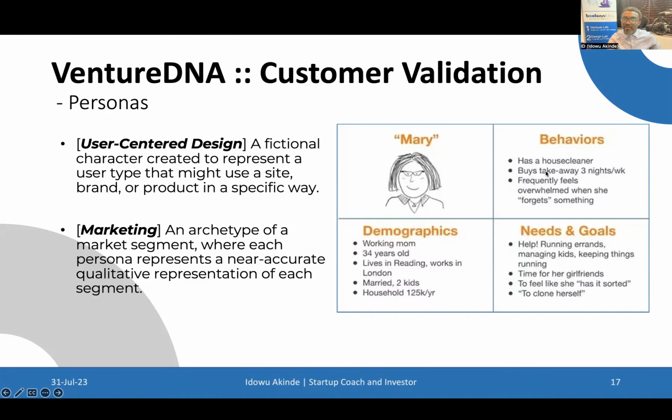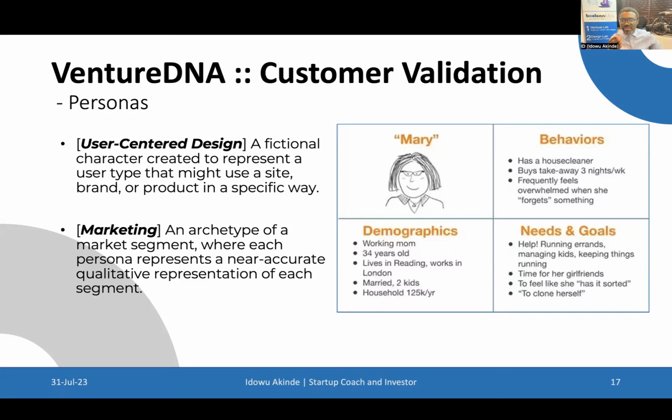Behaviors. Mary has a house cleaner. Mary buys takeaway 3 nights per week, frequently feels overwhelmed when she forgets something. In terms of demographics, Mary is a working mom. She's 34 years old. She lives in Reading, works in London. All these are in the UK. She's married with 2 kids, and she has a household income of 125K. I suppose that would be pounds, British pounds per year.